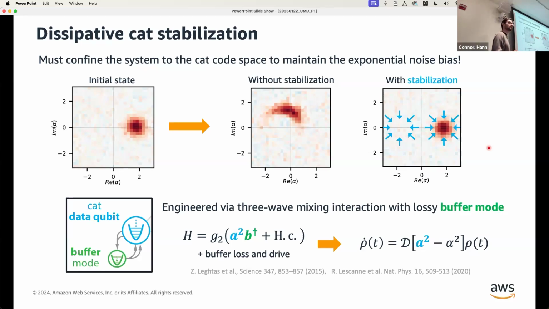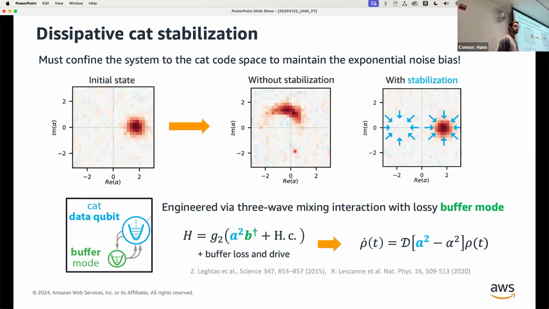Yeah, question? So before having this buffer mode, what is the value? Yeah, what's causing these kind of effects? Yes. Yeah, so the question for those on Zoom, maybe who can hear it, is what's causing these kind of distortions? If I had to write down a Hamiltonian for the system, absent this stabilization, what would I need to write down to explain this?